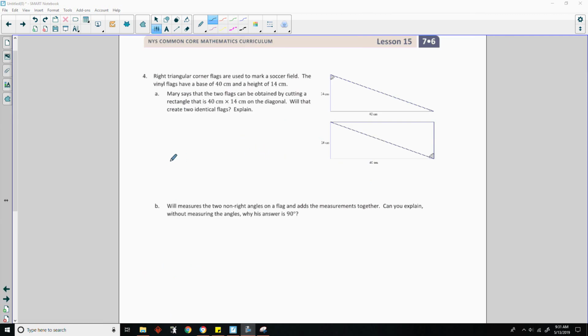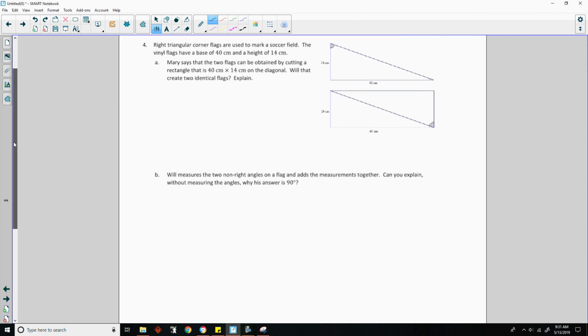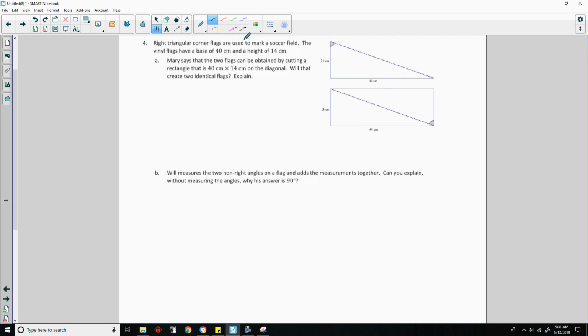Okay, page 4. Number 4. Right triangular corner flags are used to mark a soccer field. The vinyl flags have a base of 40 centimeters, which is marked here and here, and a height of 14 centimeters, labeled here and here. A. Mary says that the 2 flags can be obtained by cutting a rectangle that is 40 centimeters by 14 centimeters on the diagonal. Will that create 2 identical flags? Explain.